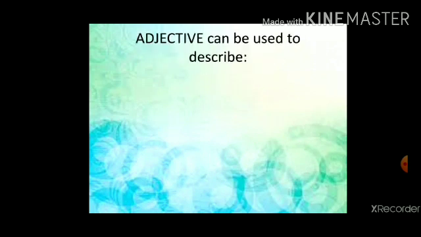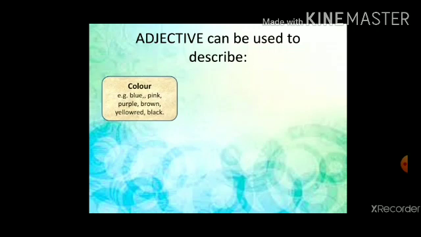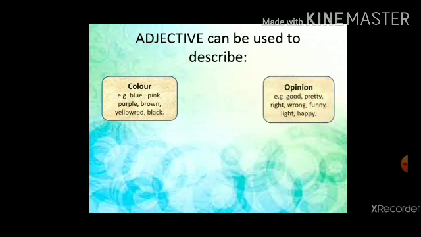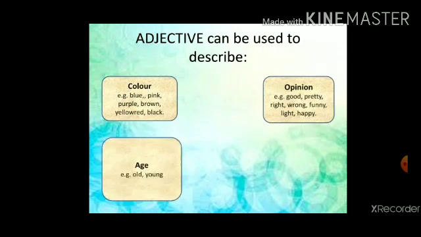Now let us do it again. Adjectives can be used to describe color, as I told you earlier. Blue, pink, purple, brown, yellow, black. And it is also used to describe opinion. For example, good, pretty, right, wrong, funny, light, happy. It is also used to describe age. For example, he is younger than me. So in this sentence, younger is the adjective.